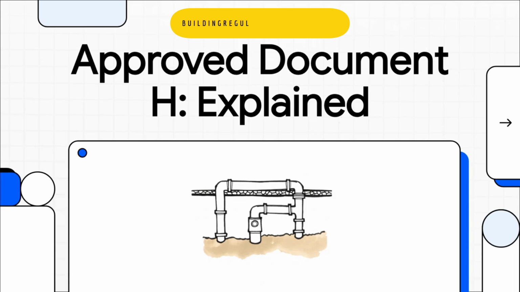All right, let's talk about something that's absolutely essential to every single building project, but it's usually hidden underground and out of sight: drainage and waste disposal. We're going to break down one of the most important parts of the building regulations in England, Approved Document H.